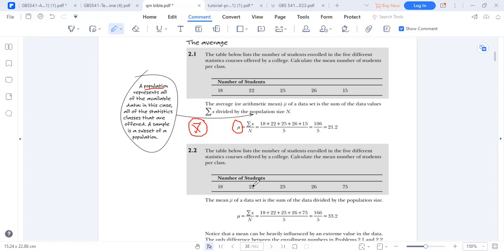So we're given the values that we have here. We're asked to calculate the mean number of students. So you can see the observations here of 18, 18, 22, 22, 25, 25, 26, 26. But one variable here has increased. Instead of 15, we've increased it by what? We've increased it by 60. So we now have, instead of 106, the total, it will be 166 divided by 5. So I'm just trying to show the relationship that the average increases as you increase the sum of the totals.